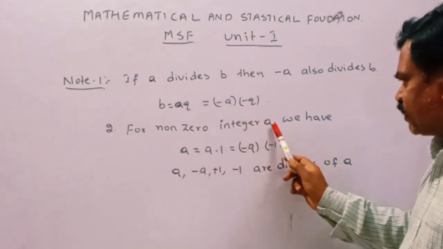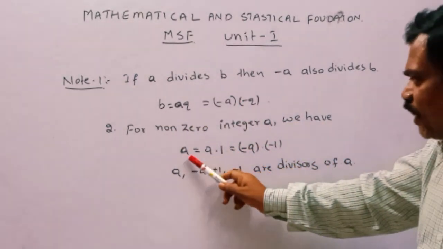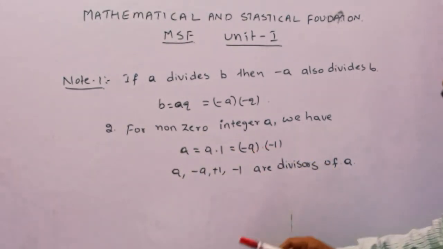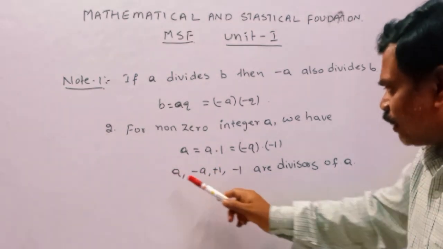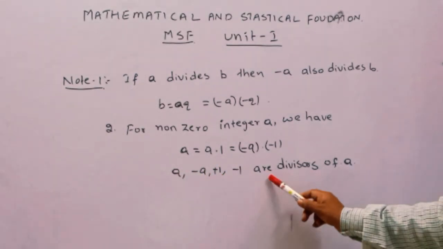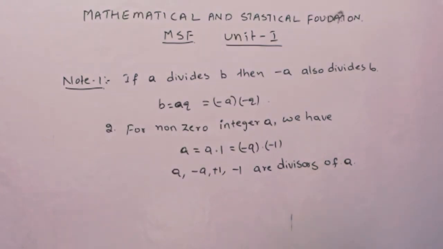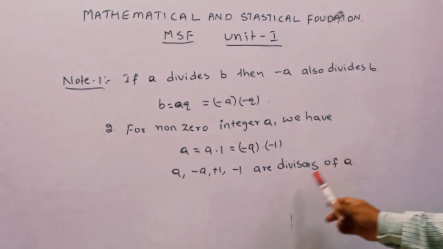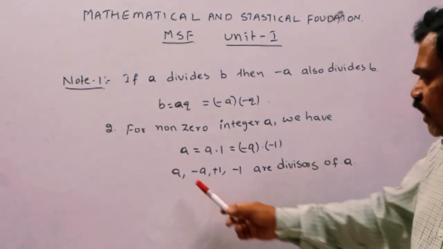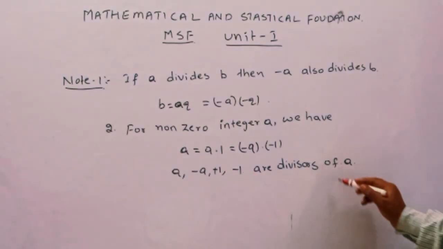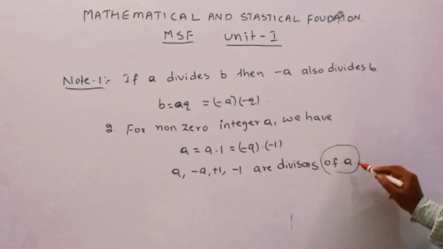For a non-zero integer a, we have a is equal to a into 1, or minus a into minus 1. So a, minus a, plus 1, minus 1 are divisors of a. Each element is a divisor of itself, so a, minus a, plus 1, minus 1 are divisors of a.